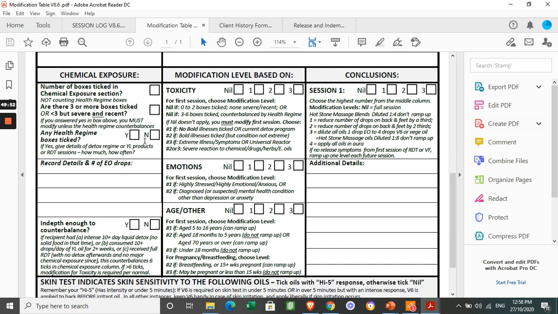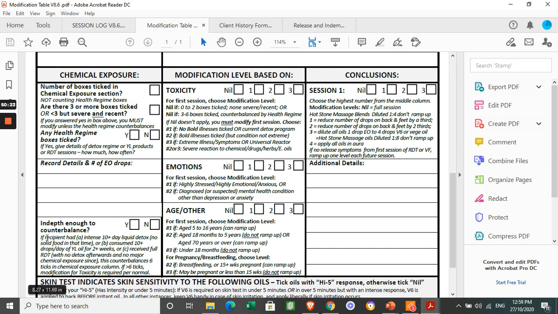So you're going to tick yes, there's a health regime ticked, and then you're going to record the details and, if possible, the number of essential oil drops. So here you would write: verified raindrop technique with Nat Man, 140 drops of oil, or of EO, used in the session. Now, in that situation, we want to know, is it in depth enough to counterbalance?